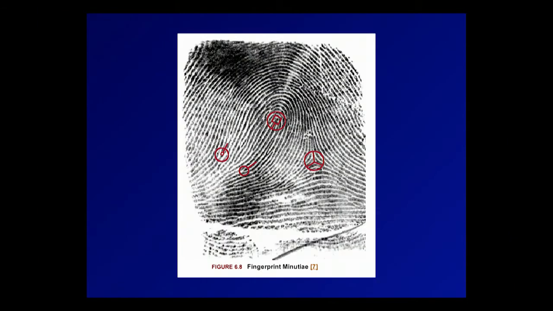What's a bifurcation? A bifurcation is where a line splits into two. If you look for these things, here's where two lines merge into one, so that's a point. Here's where one line starts, so that's a point. Here's where one ends, here's where it splits into two. Those are like topographical features, like mountains and valleys. You measure those and the distance between them, and that's how you create a measurement of a fingerprint.